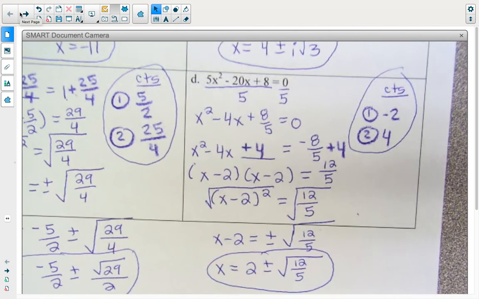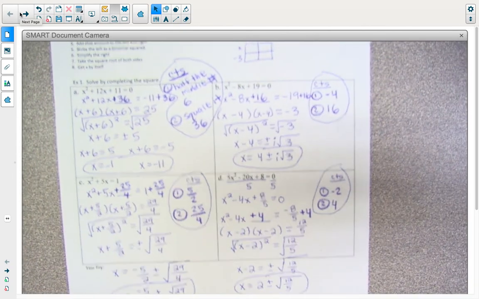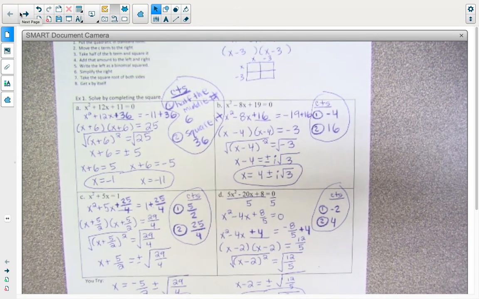And now we know how to complete the square. We've got our steps up there to follow. So we have our 8 steps up there to follow. Completing the square works all the time, regardless of the type of problem that you're looking for. You can always rely on completing the square to help you find the solutions to a quadratic equation.